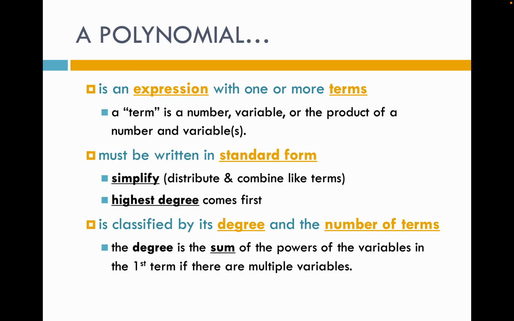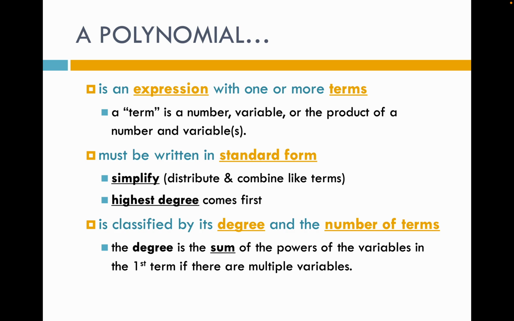What is a polynomial? A polynomial is an expression with one or more terms. A term is defined as any number by itself, a variable by itself, or the product of a number and a variable or multiple variables. A polynomial must be written in what is considered standard form. That means it's simplified. Anything that needs distributed or combined, like terms, are combined and simplified.